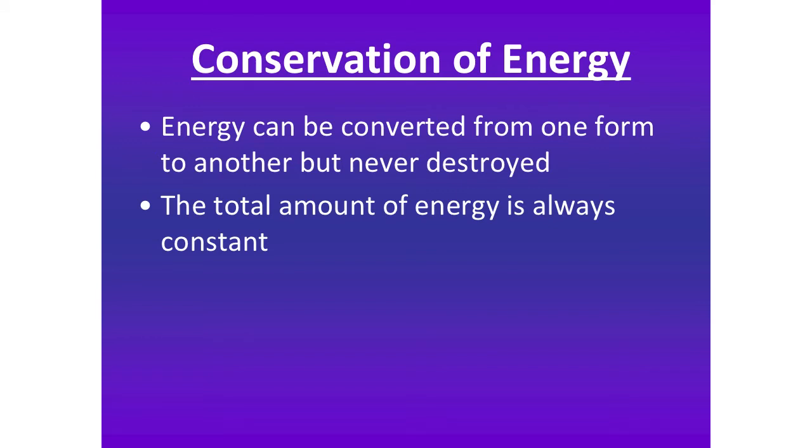Also, something that we have talked about before is conservation of energy. So the law of conservation of energy says that energy cannot be created or destroyed, but it can change forms. So it can go from electrical energy to mechanical energy, or chemical energy can be converted to heat energy, and so on. So we can change forms, but we cannot gain or lose energy. So the total amount of energy is always constant in a system.